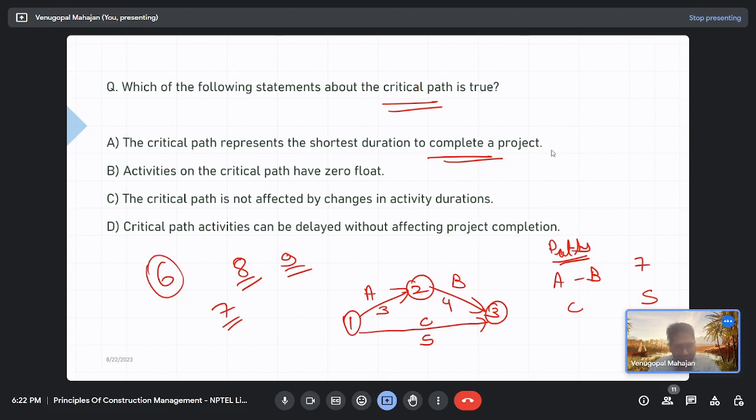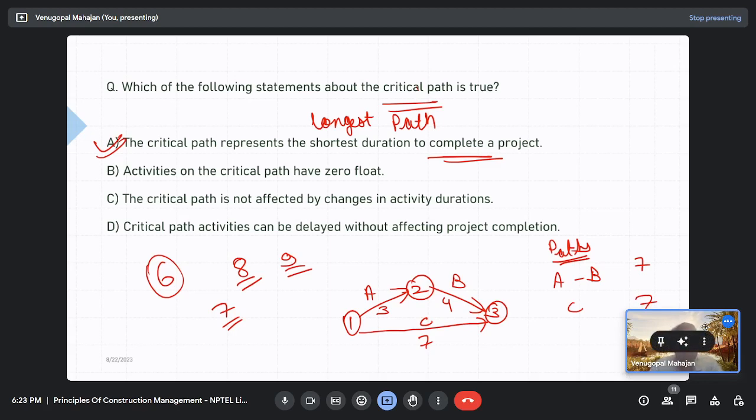Shortest duration. Yes. See, there are two definitions you can say: shortest duration to complete the project, and longest path. So 7 is the longest path here, and for completing the project, it is the shortest duration. So A is correct. Now, let me change the duration here. What if C is 7?